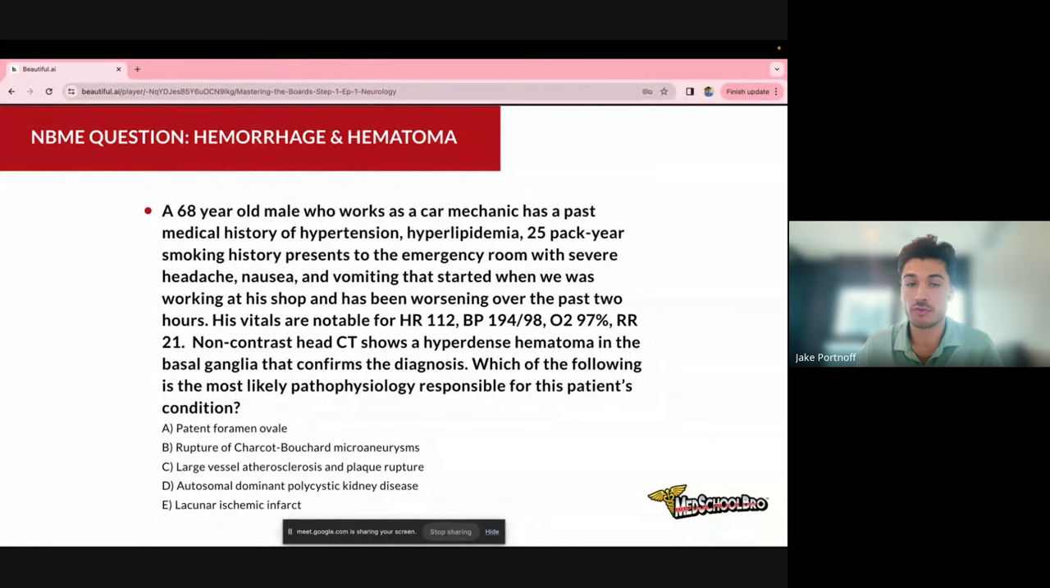His vitals are notable for heart rate of 112, blood pressure of 194 over 98, O2 sats of 97, and resp rate of 21. Non-contrast head CT shows a hyperdense hematoma in the basal ganglia that confirms the diagnosis. Which of the following is the most likely pathophysiology responsible for this patient's condition? Everyone in the chat, put your answers of what you think is going on here.